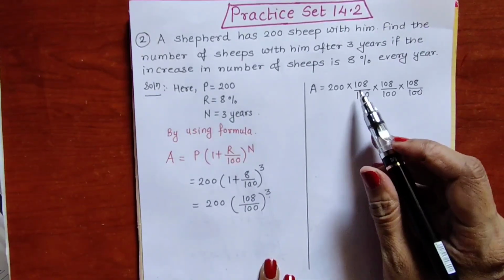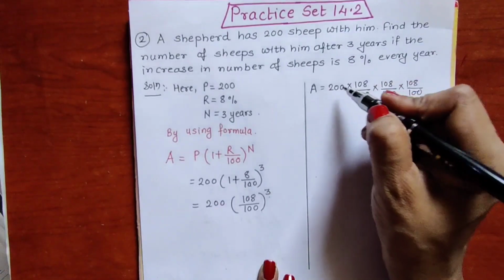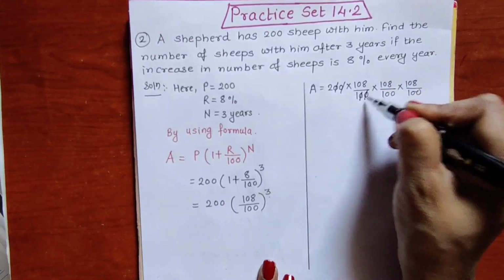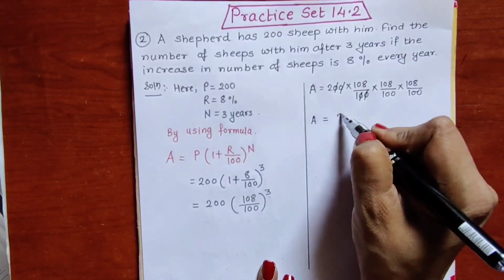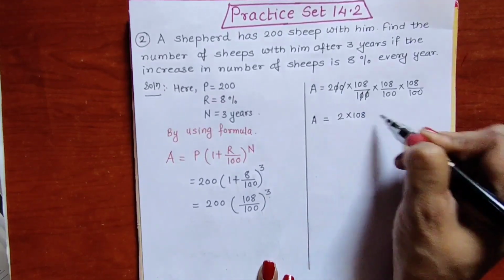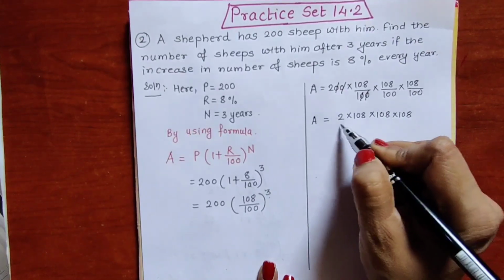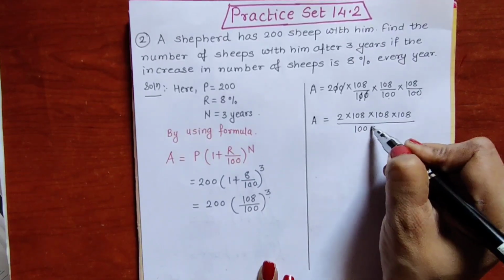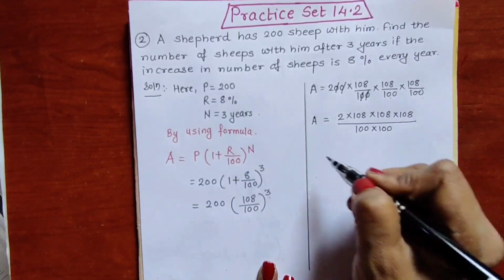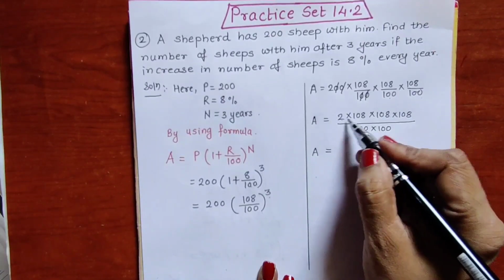That's why we have to multiply 108 upon 100 by itself 3 times. Now we will cancel these 2 zeros with these 2 zeros. Now the remaining numbers we are going to write as it is. This 2 into 108 into 108 into 108 upon these 200s remaining in the denominator, so 100 multiply by 100. Now 2 into 108, this we can do orally.